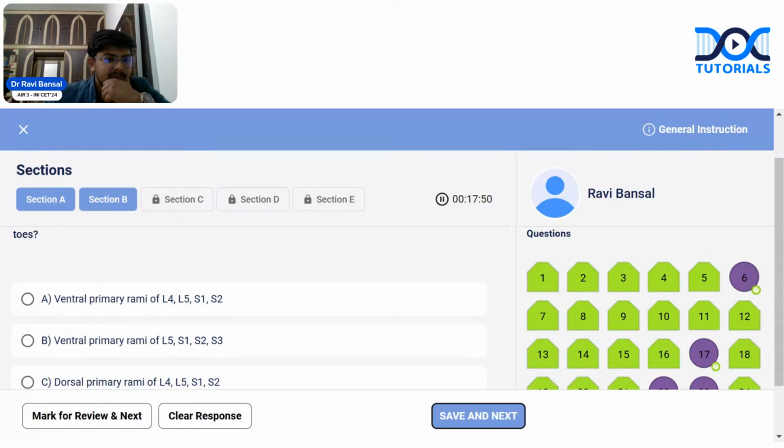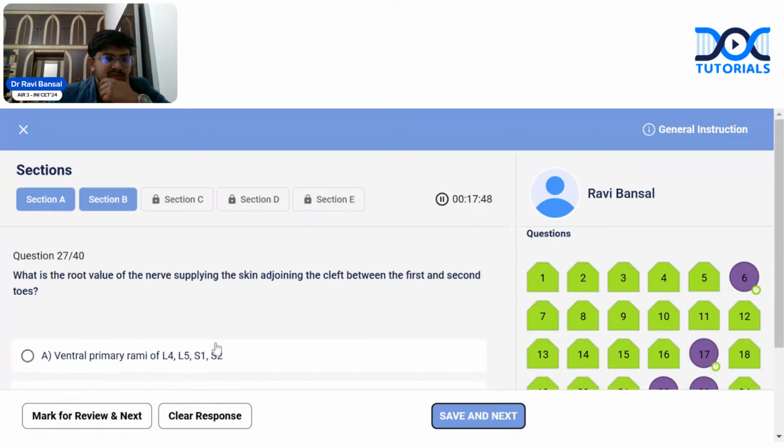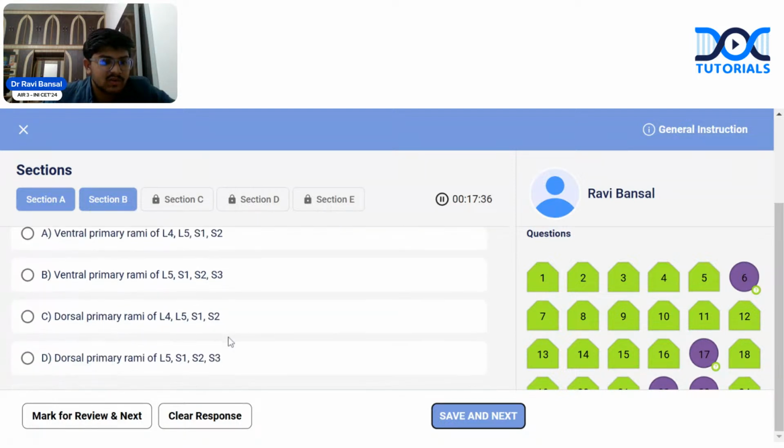So I'm not sure about this. Between the first and second toe, the deep peroneal nerve supplies the area, and I do not remember the root value of this. So we will come back to this question. For now, I am skipping it.